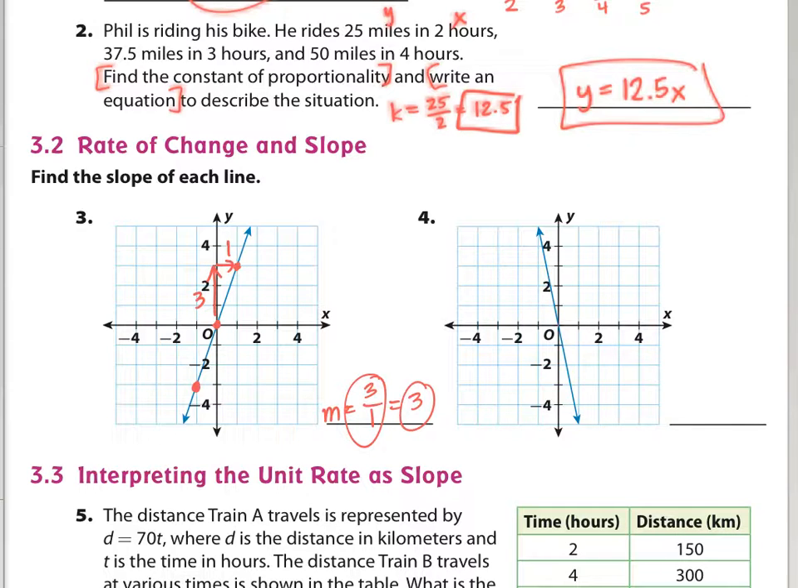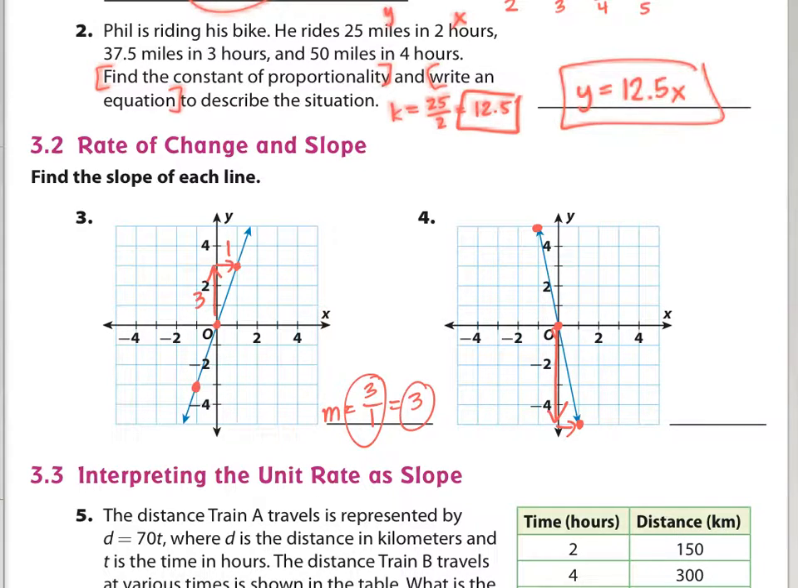Number 4, here's a point at the origin, and at the bottom there and at the top are some nice points. A little bit harder to see, so number 4 is a little bit trickier. But if I start at the origin, I do a rise of going down and going over.